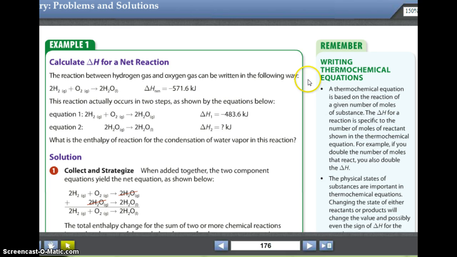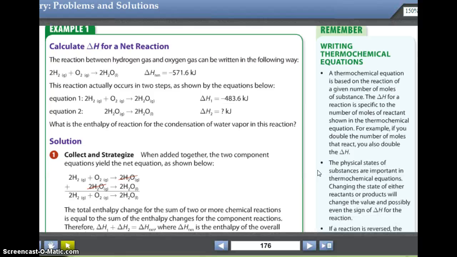Remember, writing thermochemical equations. A thermochemical equation is based on the reaction of a given number of moles of substance. The delta H for a reaction is specific to the number of moles of a reactant shown in the thermochemical equation. For example, if you double the number of moles that react, you also double the delta H. So that was where we had written before in our notes that if we have 3 times as many of the reactants, we have to multiply the reactants and the product and the delta H value all by 3.